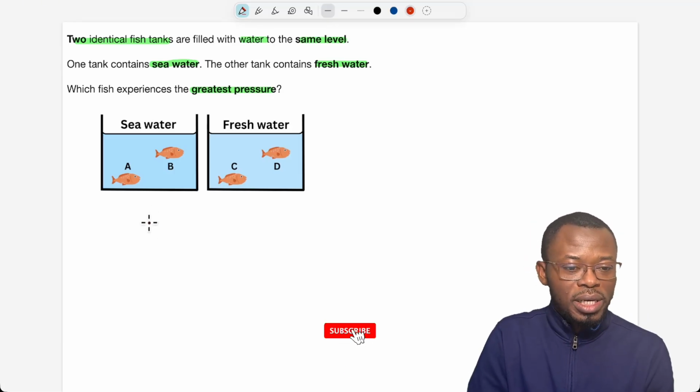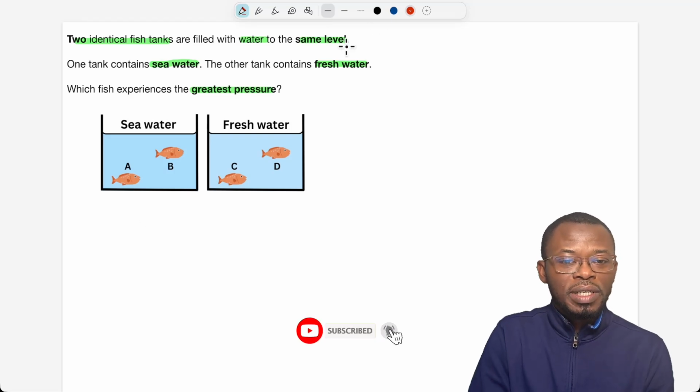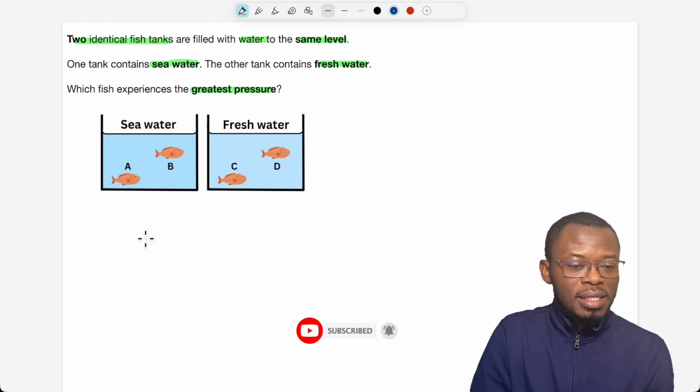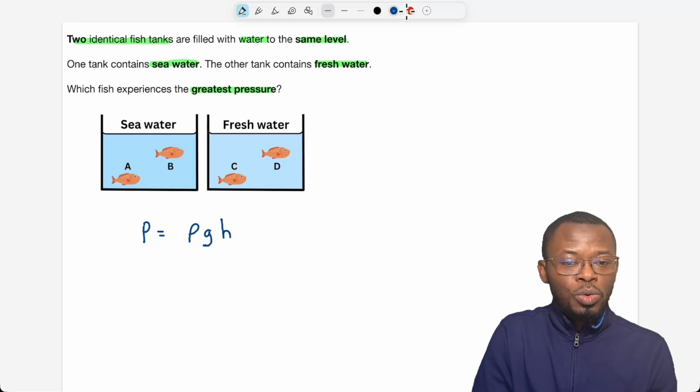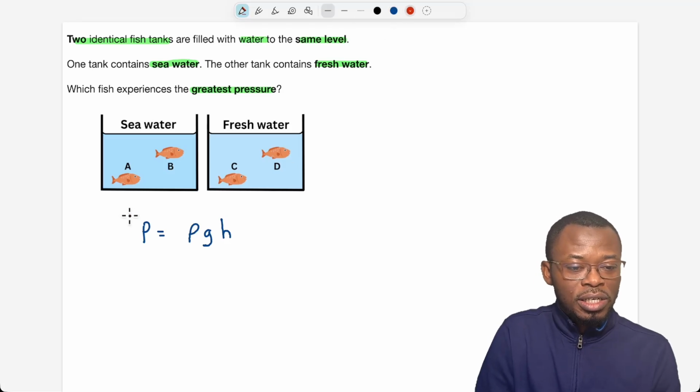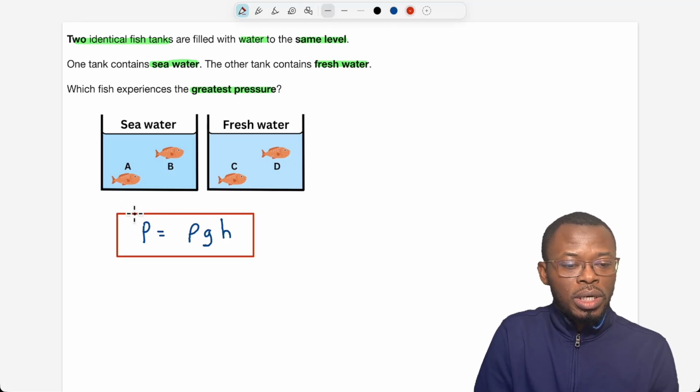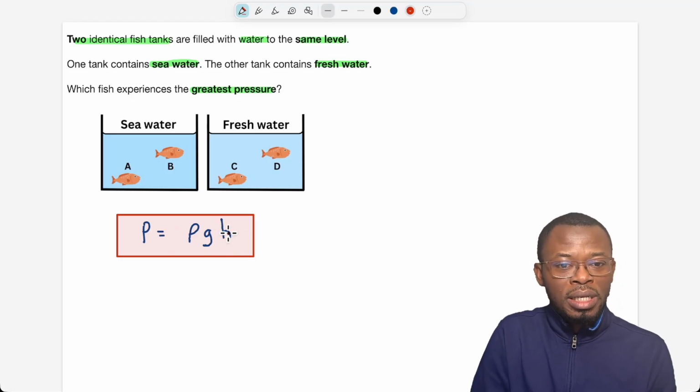So we can express the pressure as a function of the depth of the liquid: pressure is equal to the density of the liquid, the acceleration of free fall, and then the depth. So this equation gives us the general case where the pressure depends on the depth inside the fluid. So the deeper down the liquid you are, the greater the pressure you experience.